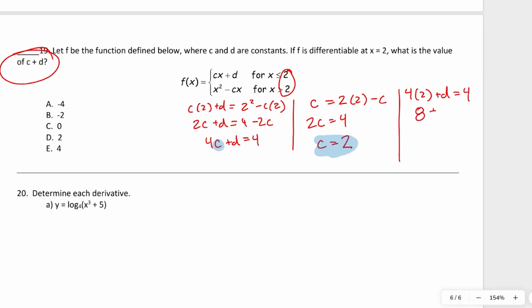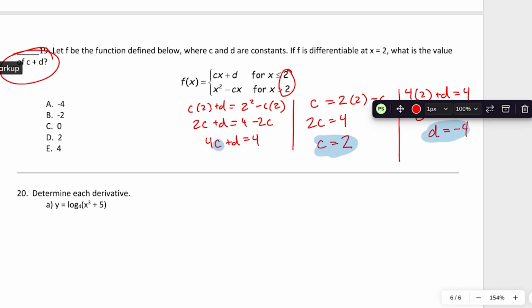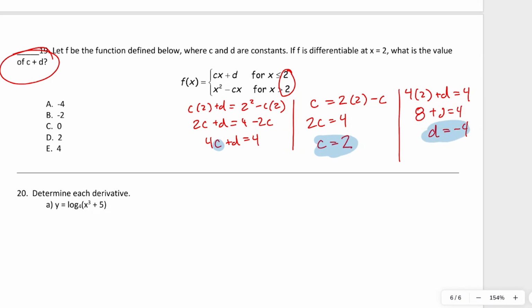4 times 2 is 8. 8 plus d is 4. So d is negative 4. Okay, so I got c. I got d. 2 plus negative 4 is going to be negative 2. So our answer here is B.